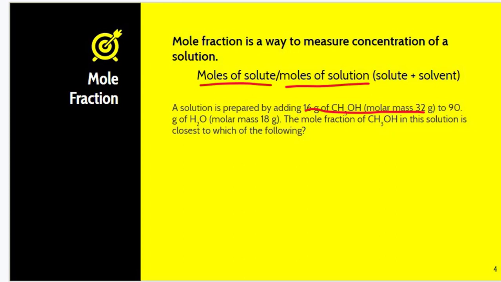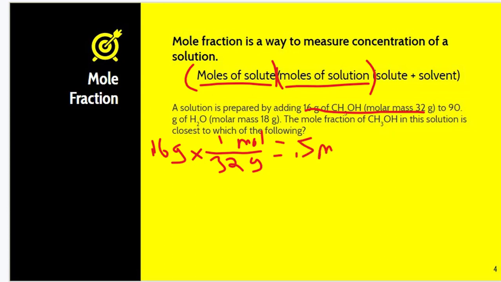So in order to do that, we need to convert both to moles, because we need moles of solute and moles of solution. Remember that solution is solute plus solvent. So my first component is methanol. So I have 16 grams of methanol. Okay. We're going to convert that to moles. So for every 1 mole, there's 32 grams. Okay. I'll take 16 divided by 32, that is 0.5 moles.